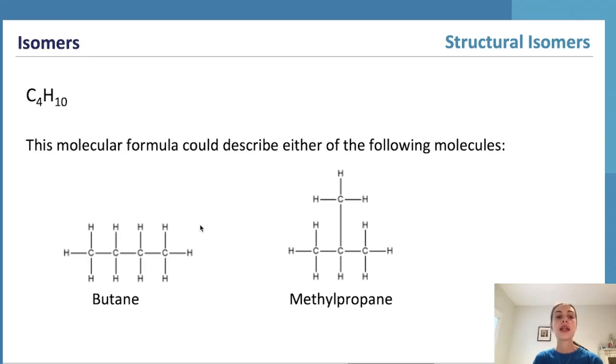And so with C4H10, without saying that it's specifically butane or methylpropane, we're unable to know what the particular molecule would actually look like with its arrangement of atoms due to bonding. So C4H10 could either be butane or methylpropane.